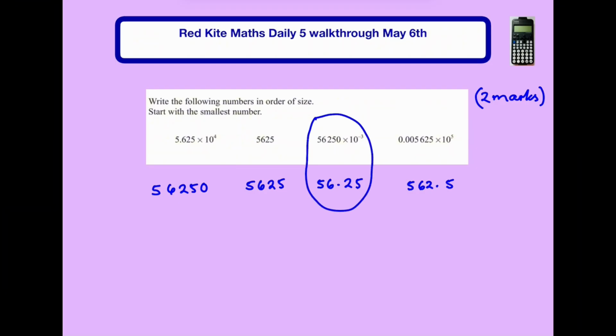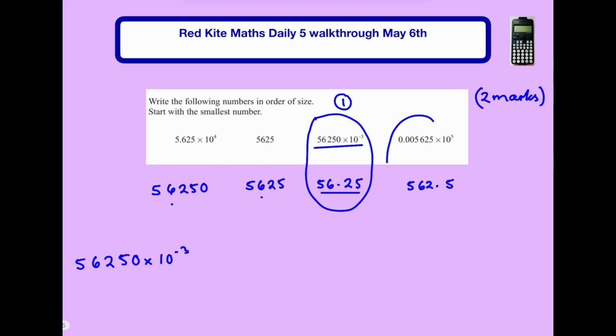If you only wrote out these numbers, like 5062.25 first, and then 562.5 second, that one third, and that one fourth, you'd only get 1 mark. And the trick is to think, okay, well, this guy's the smallest, and they want it all in standard form, really. So I'm going to write this out first. 56,250 times by 10 to the power of 3. That was my smallest one.